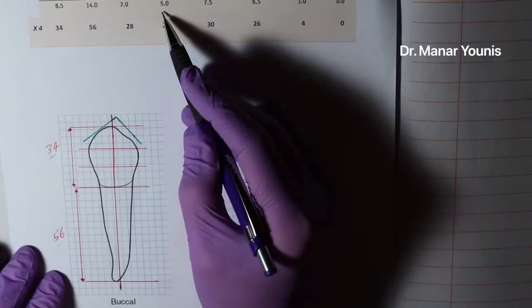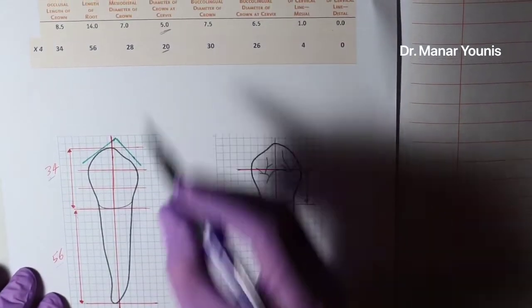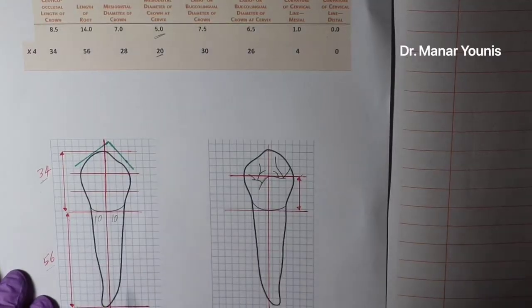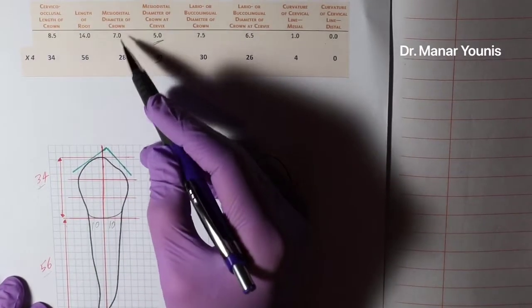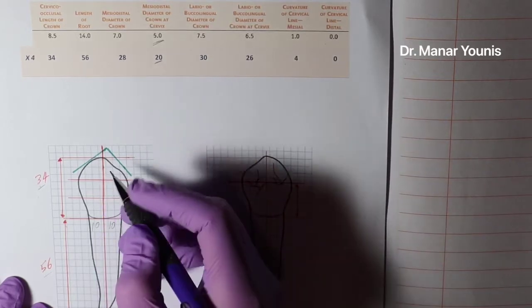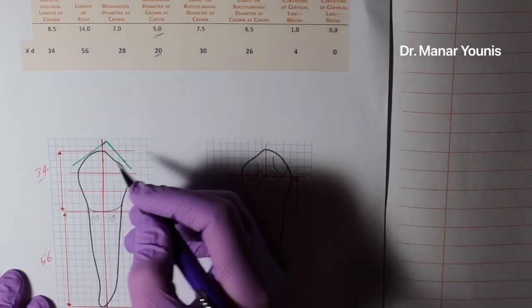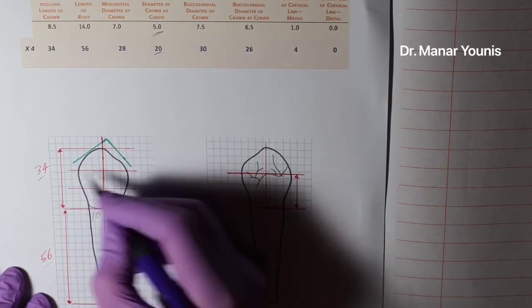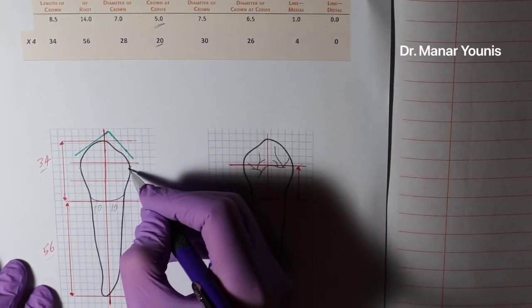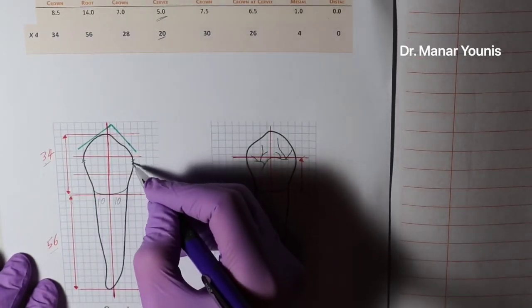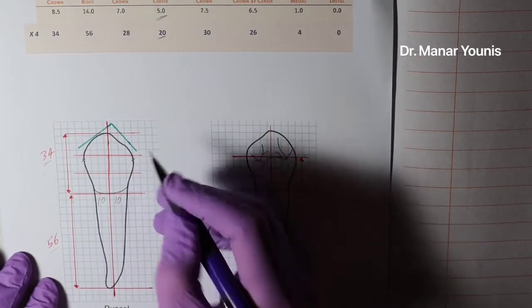The mesiodistal diameter at cervix is 20, 10 toward the mesial and 10 toward the distal, while the mesiodistal diameter of the crown across the contact areas is 28, 14 toward the mesial and 14 toward the distal. Of course, the exact location of the mesial and distal contact point is slightly occlusal to the center of the crown, or in the occlusal portion of the middle third of the crown.